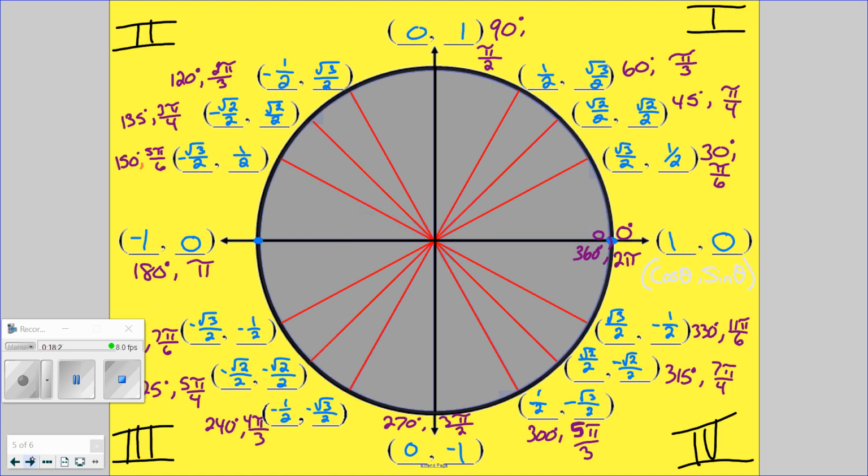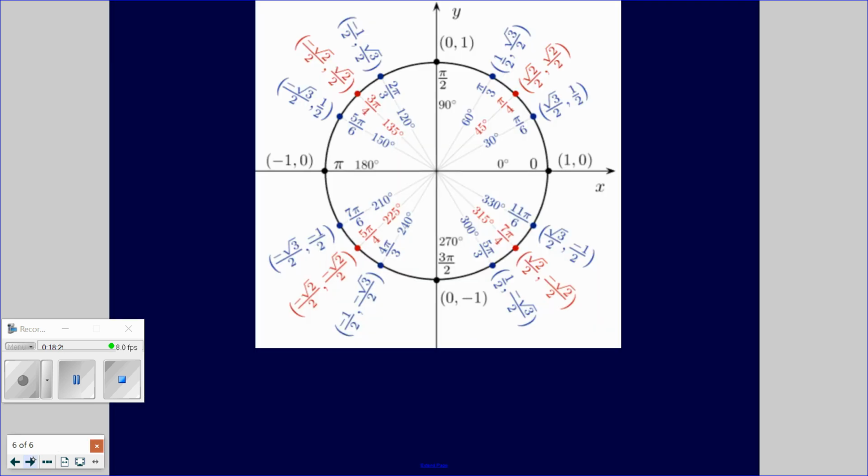What I have for you, and it should be in part of the document, is all the coordinates that we just talked about labeled around the unit circle with the degree measure marked at each one and the radian equivalent marked at each one. This is going to be a good reference for you to help you start off next year, but these are things that you're going to have memorized.